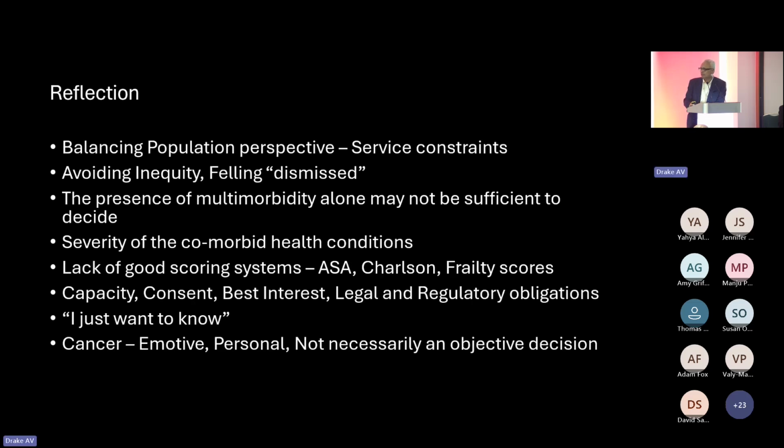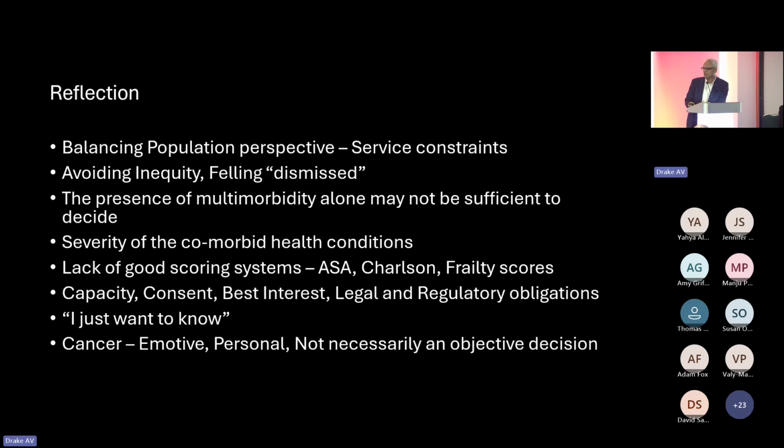So if you reflect on this, you've got to balance the population perspective and service constraints at the same time without dismissing a person who may have a disability or who may have an illness where they may feel that they are not getting the same provision of care as somebody else. And it also depends on the severity of their comorbid health conditions. It's not just enough to have a condition. It's not just enough to say, oh, he's got liver disease or she's got heart disease and we can't do this. It's how severe is that? In today's day and age, the prognosis might still be excellent. So it is about drilling down into all of that.